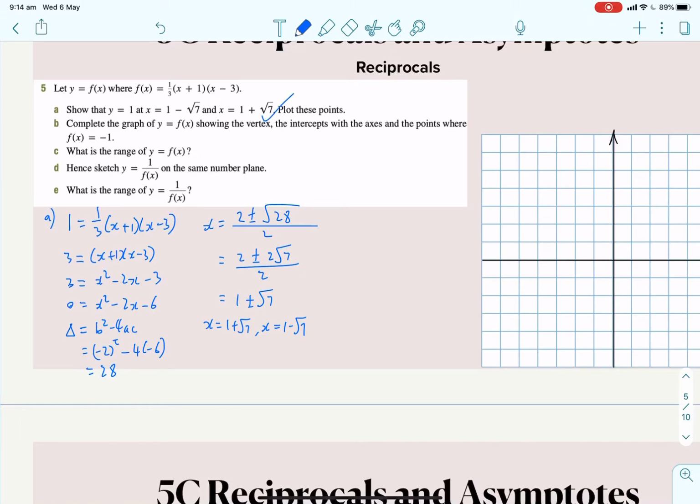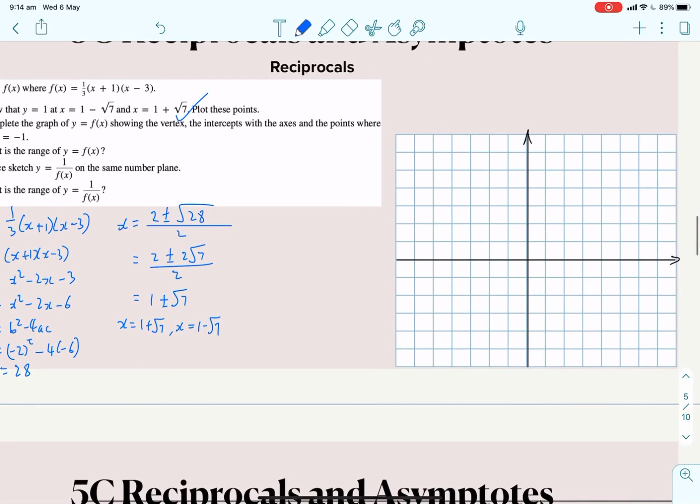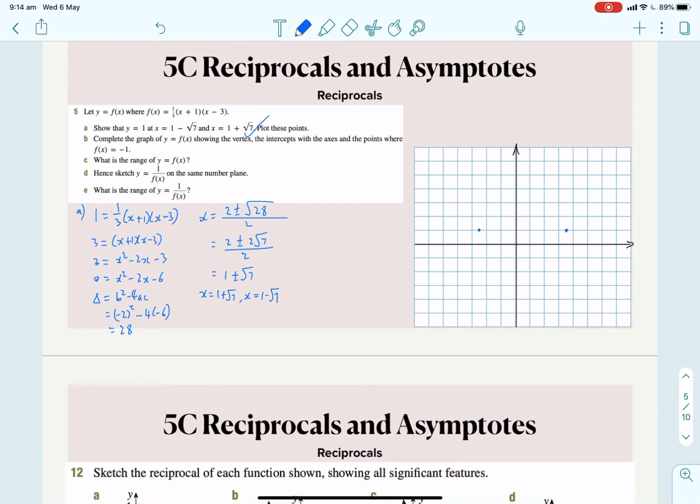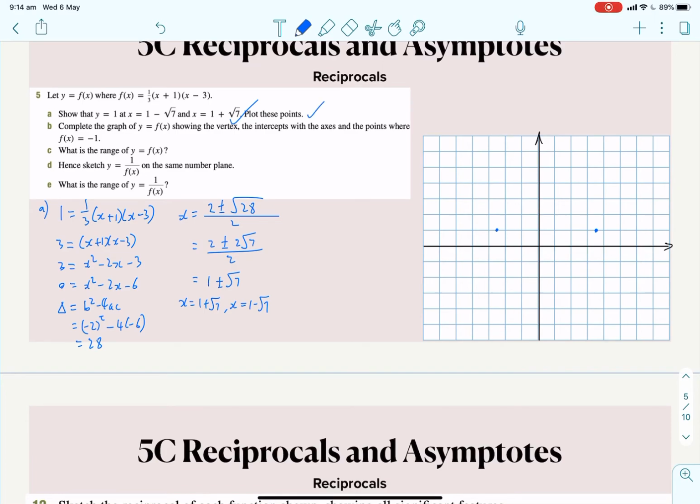That's good. Now, the points. Square root of 7 is about 2.6. So 1 plus square root of 7 is about 3.6. So 3.6 is somewhere here. And 1 minus 2.6 is about -2.6. So here. So we've got the dots up. So A is done.